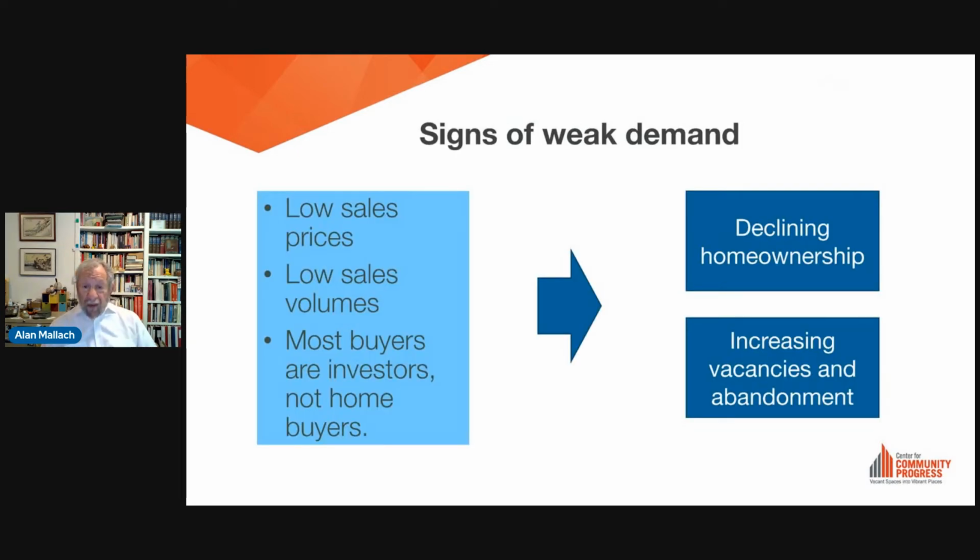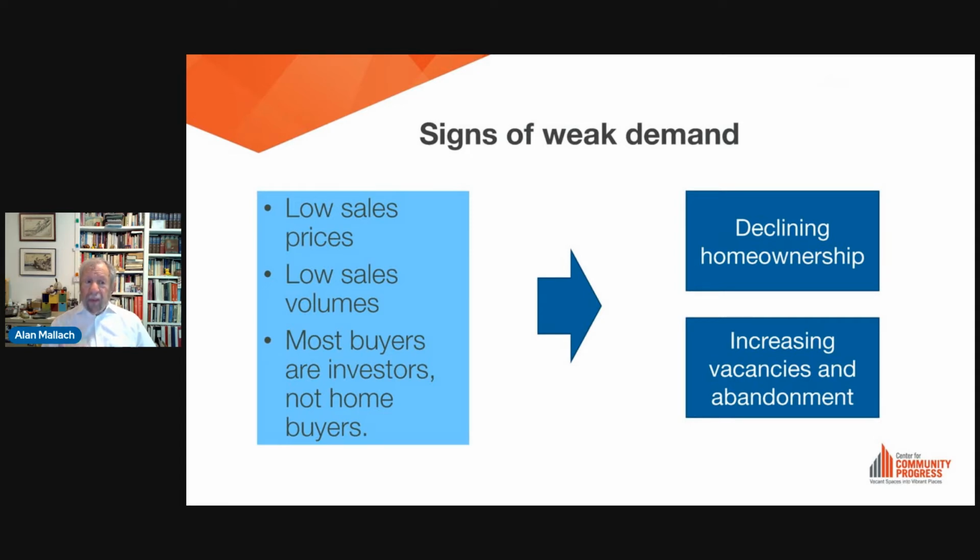So some of the signs, and I suspect I pretty much said this already. Obviously, if you have a weak demand area, you're going to have low sales prices. And in some cases, there'll be very, very low sales prices, especially for houses that need work. And while some people might think that that's a good thing, it really isn't. Because low sales prices don't mean low rents.